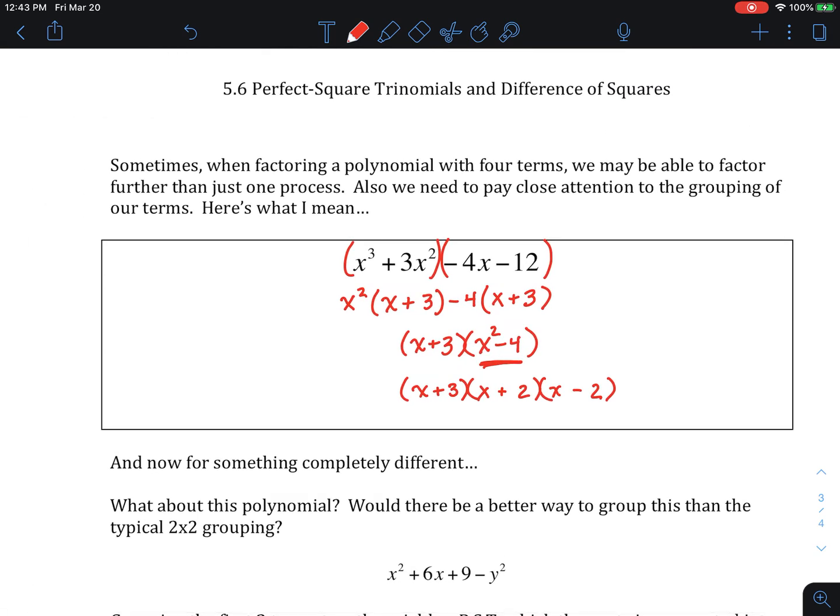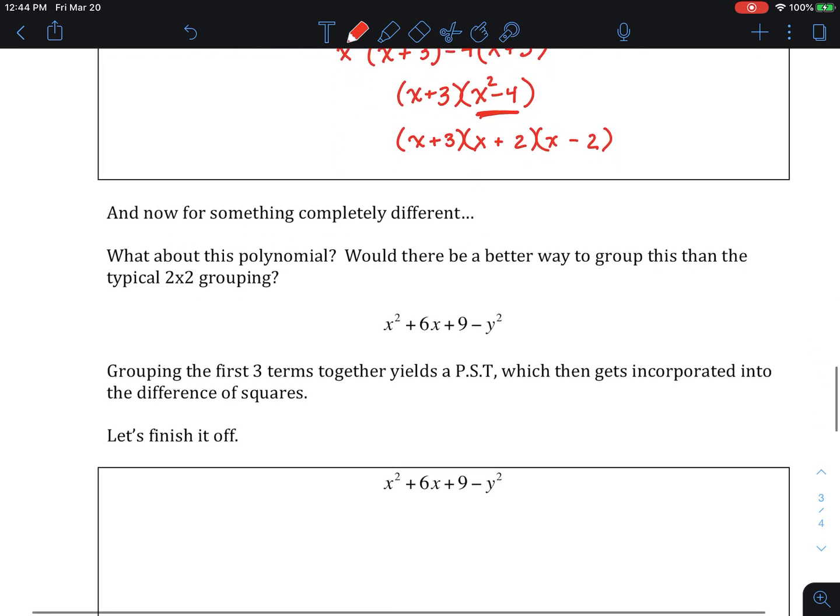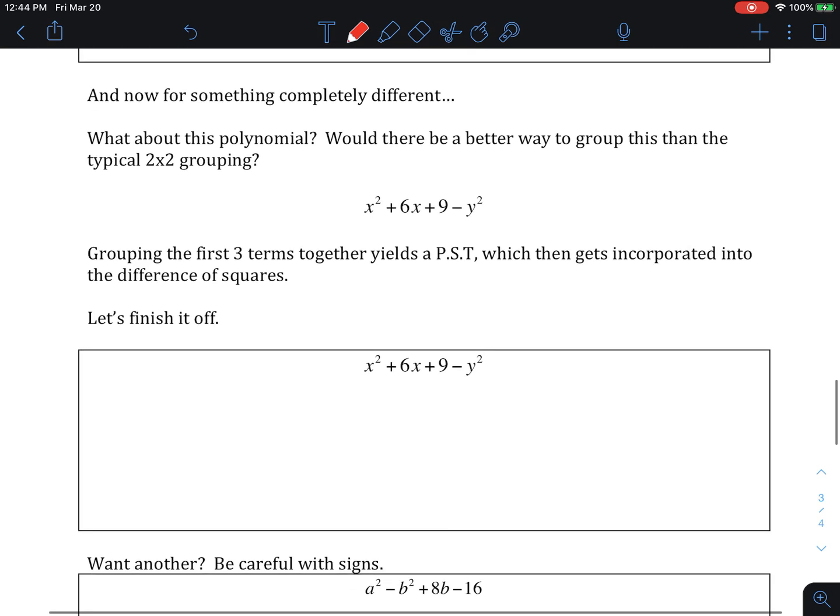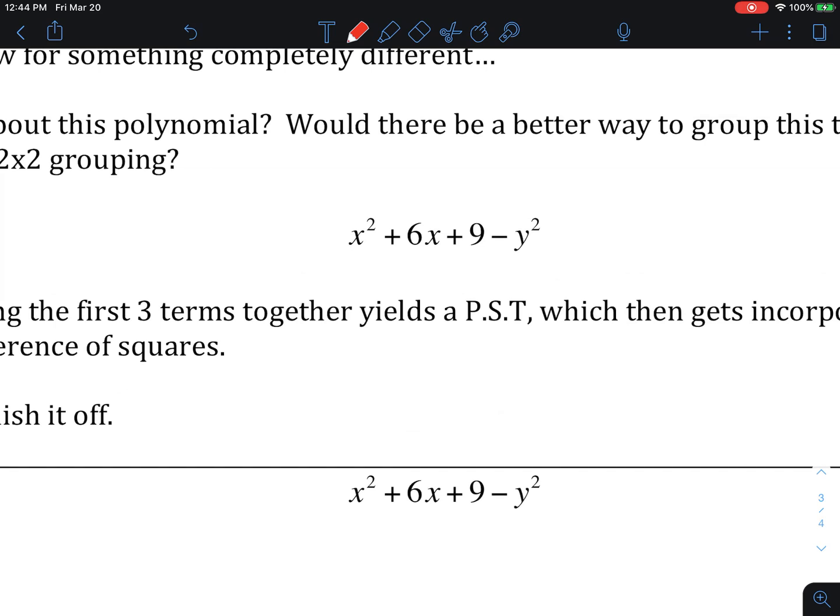So you can see we kind of have this difference of squares embedded inside this four-term polynomial. And you wouldn't know it by looking at it, but it actually turns out that the factoring of this polynomial is going to require us to do a couple steps. All right, with that in mind, let's take a look at something a little bit different, okay? Now, we know that generally speaking, when we have a four-term polynomial, what we want to do is first see if there's a GCF, but then do 2 by 2 grouping.